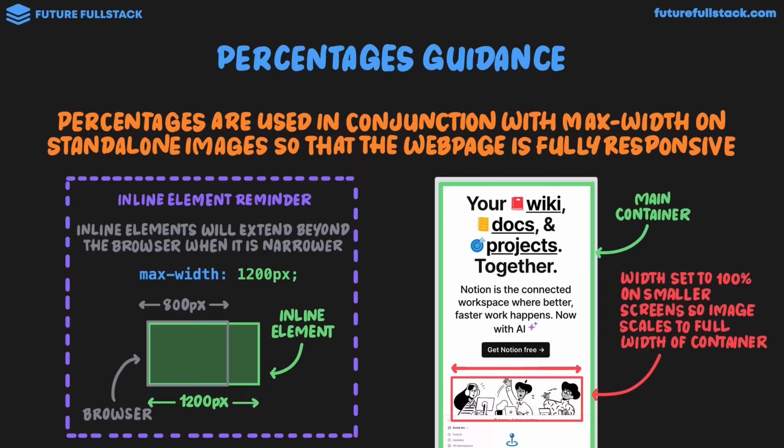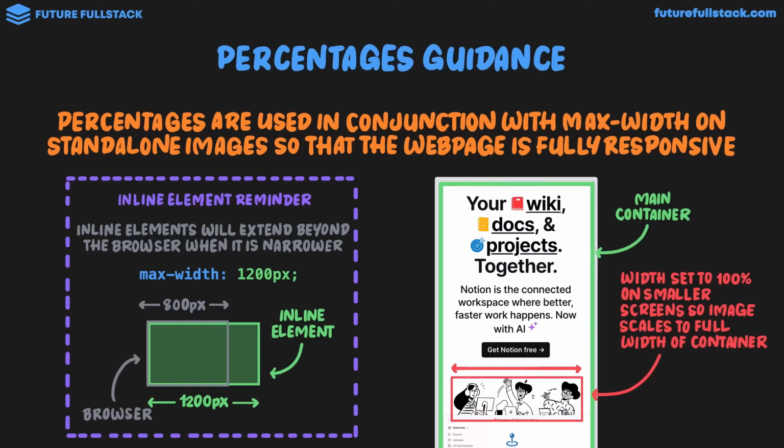All that this is doing is ensuring that the width of the image scales at the same proportion as the width of the main container. Now a block element would do this automatically, but for inline elements, we need to explicitly set width as 100% to ensure that it does scale down as the width of the browser reduces.